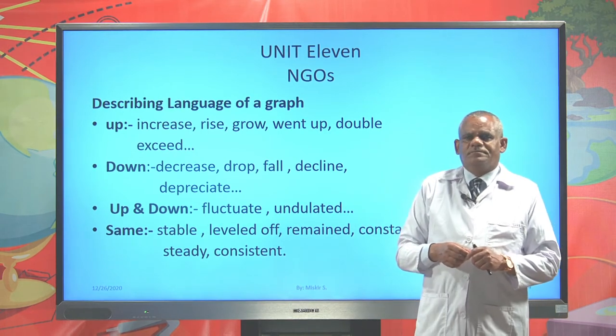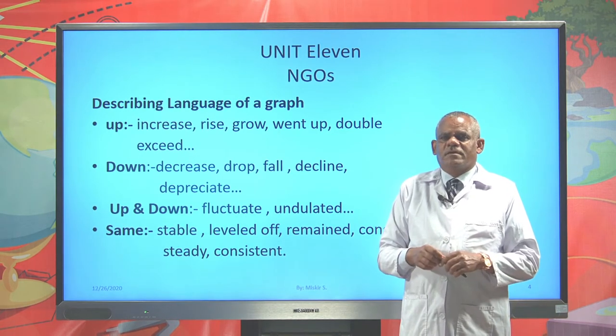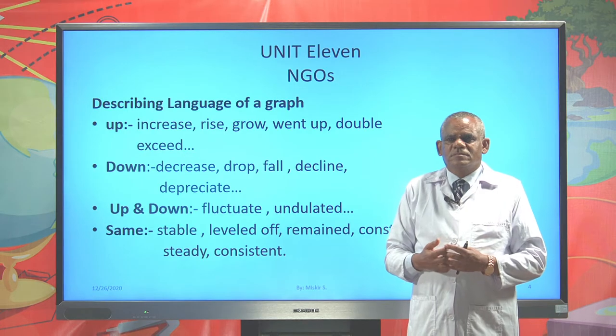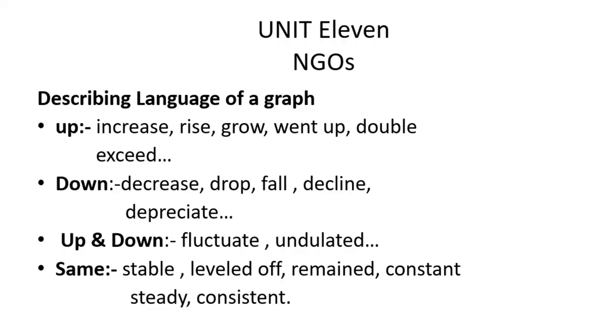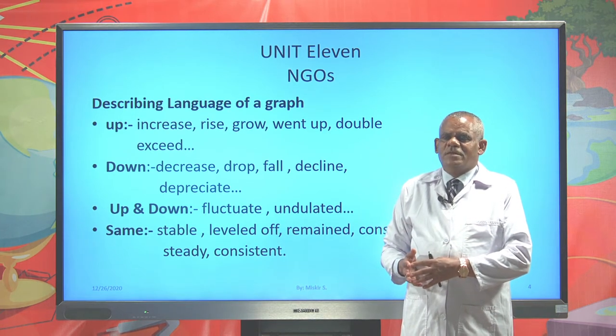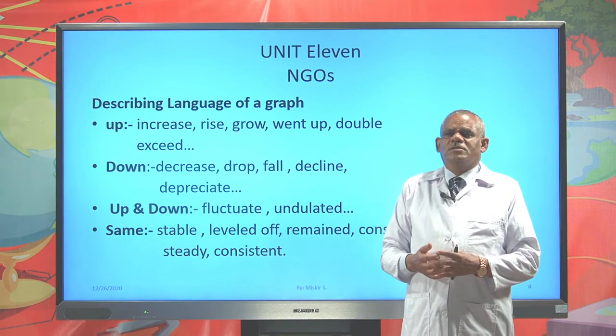Similarly, when things are the same, in the same condition, in permanent condition, in a good situation, some important vocabularies are, as you have seen on the screen, stable, leveled off, remained, constant, steady, consistent, permanent, etc. These are important vocabularies to understand the meaning that's written about any kind of issue. So as to describe data, whatever the data or phenomena it is, the writer usually uses these kinds of vocabularies.